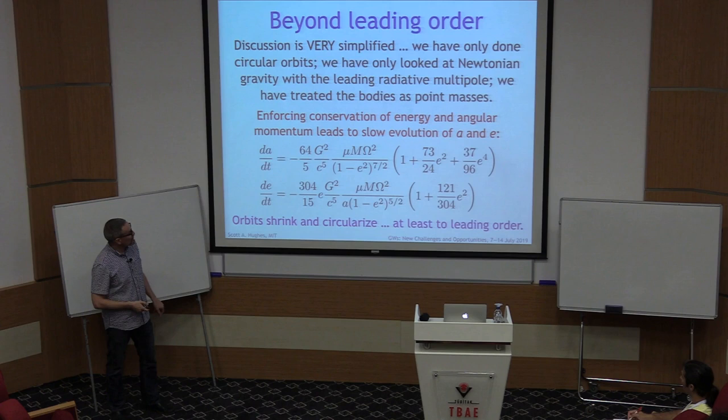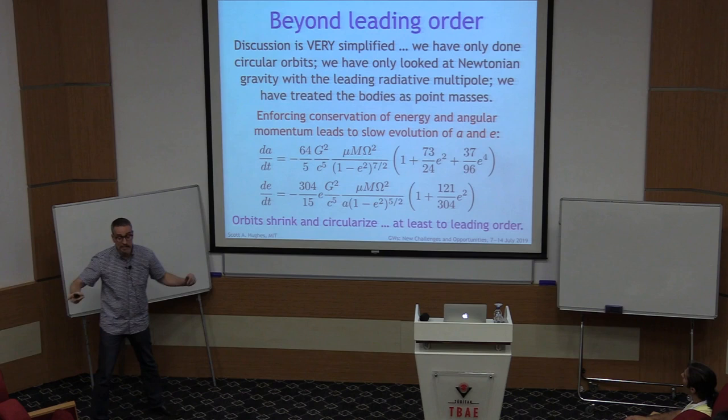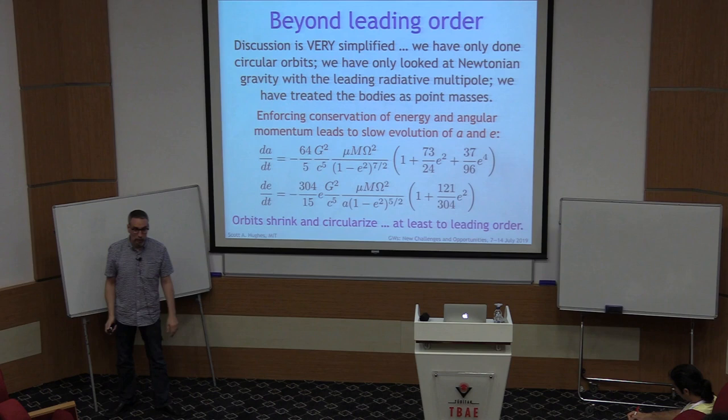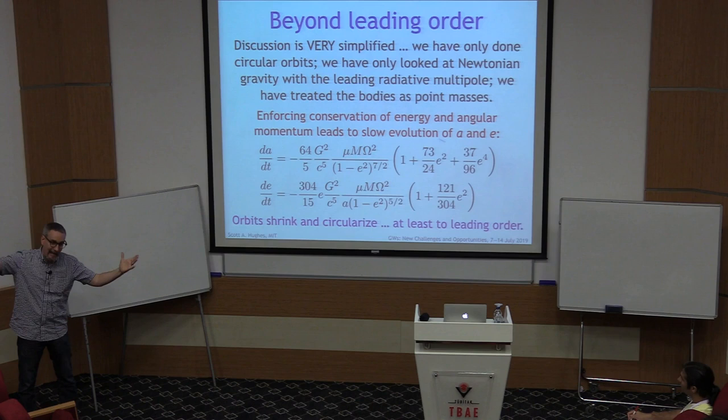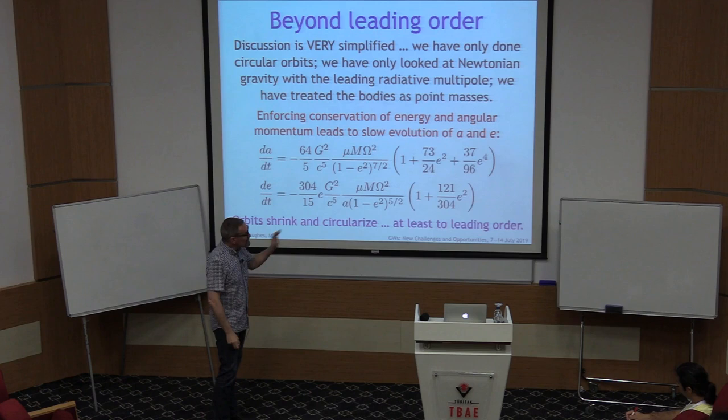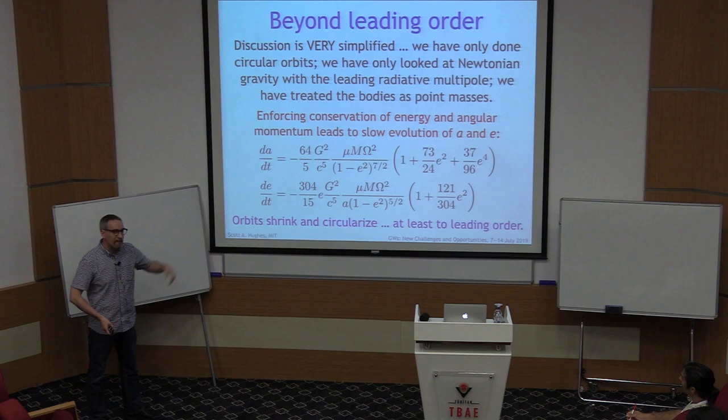And the key thing which I want to emphasize here is that we find, once again, the orbits shrink. That makes sense. It's carrying energy away. They're falling towards one another. But perhaps more interestingly, they tend to circularize. So if you start out with a binary that is eccentric, gravitational radiation will tend to drive it into a circular configuration. At least to leading order, this is the case. And when one iterates to higher order, one finds it is still roughly the case, but the rate of circularization eventually starts to slow down a little bit.